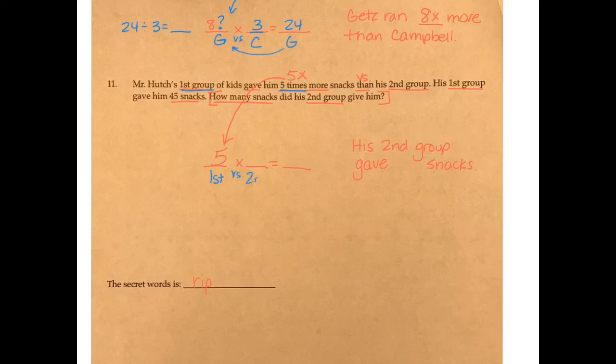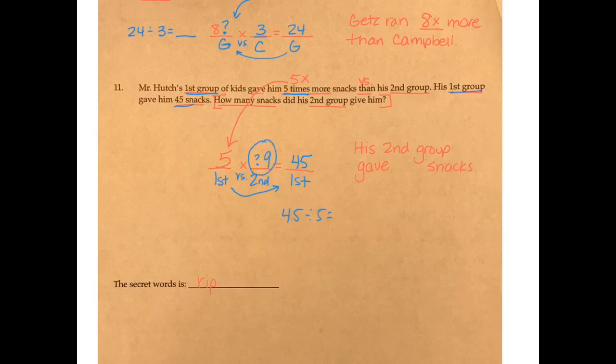versus the second group. Where's the first group's real number? Right there at the end. So who do you know, first or second? We know first group was 45 snacks. So that is right here. That means we don't know the actual second group's amount. So you either know 5 times something is 45, or you can do your inverse operation. And so we know 5 times 9 is 45. So here's our answer here. His second group gave 9 snacks.